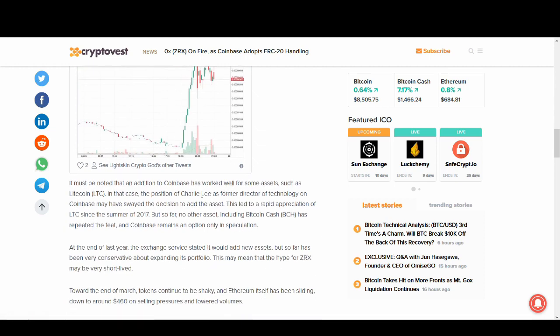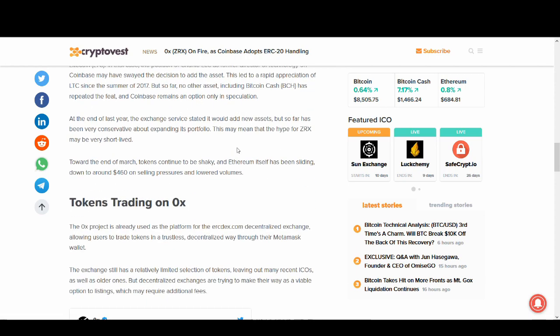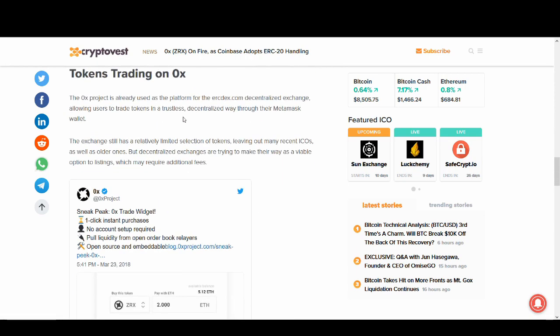And one thing to say is that Charlie Lee was a former director of technology at Coinbase. So there was a link between Charlie Lee and Coinbase. Coinbase knew Charlie Lee, they could trust him. So that could be a reason why Litecoin was added to Coinbase.